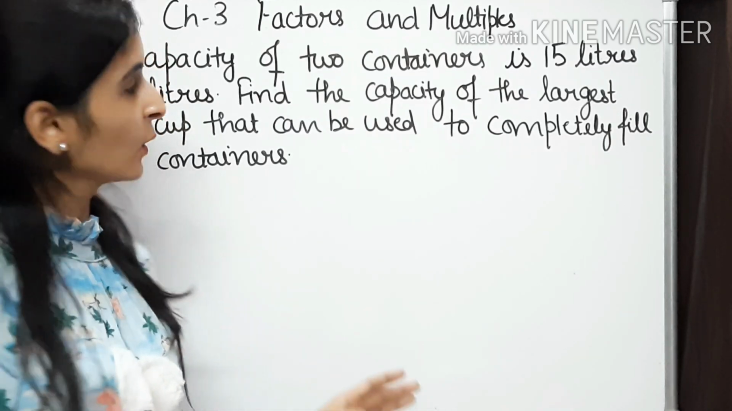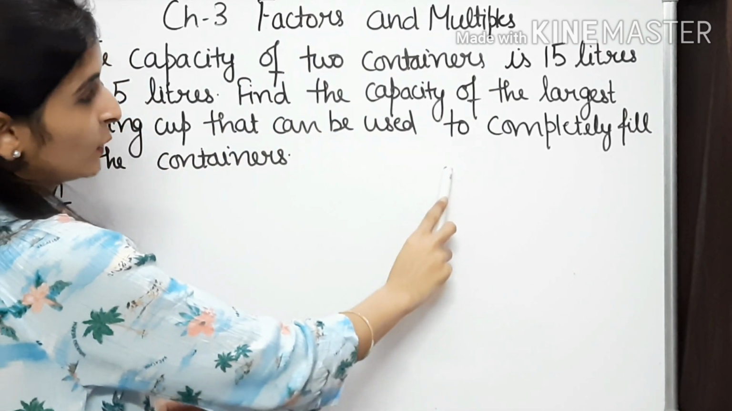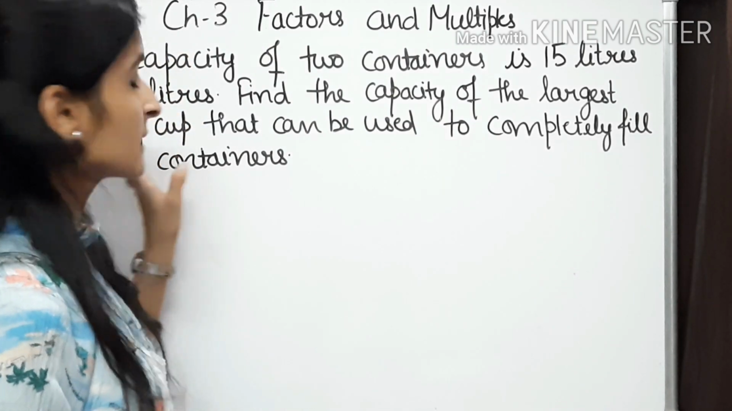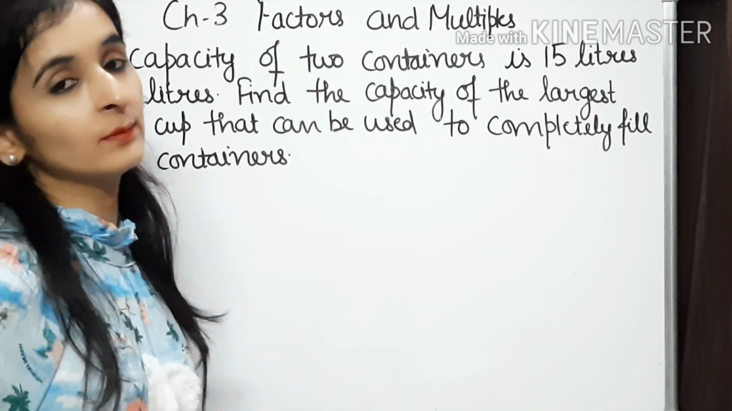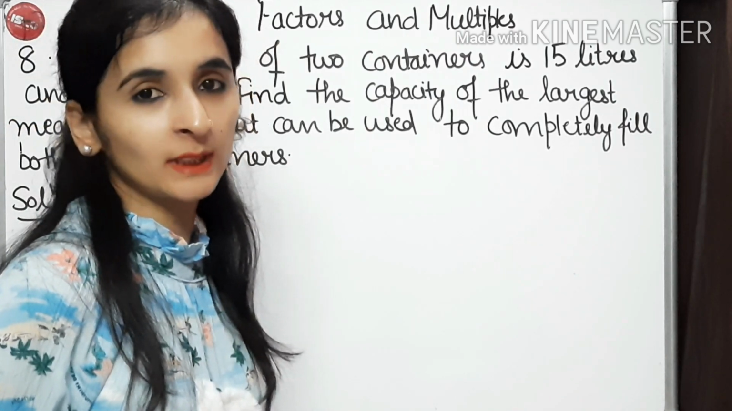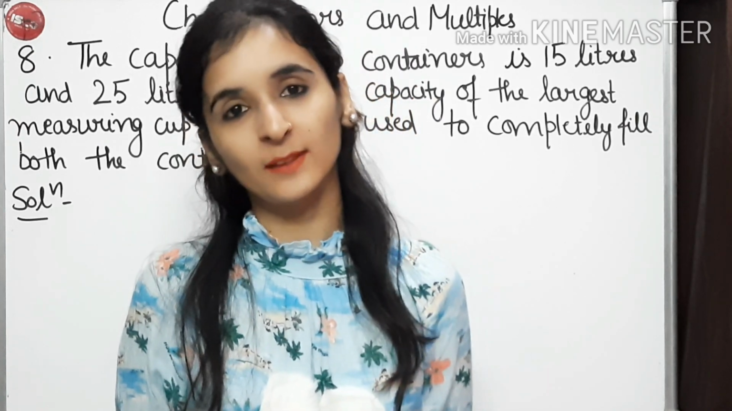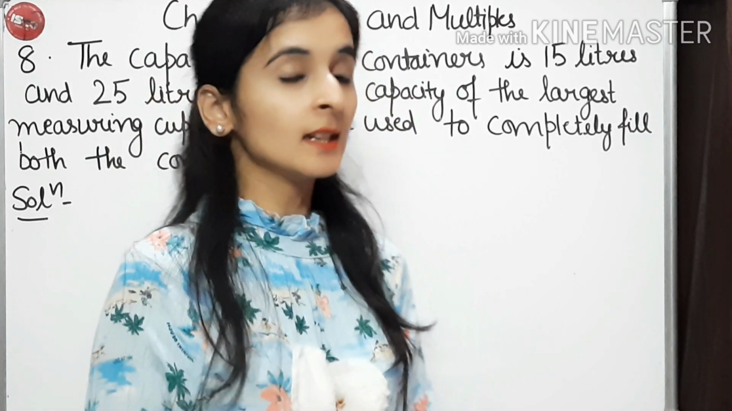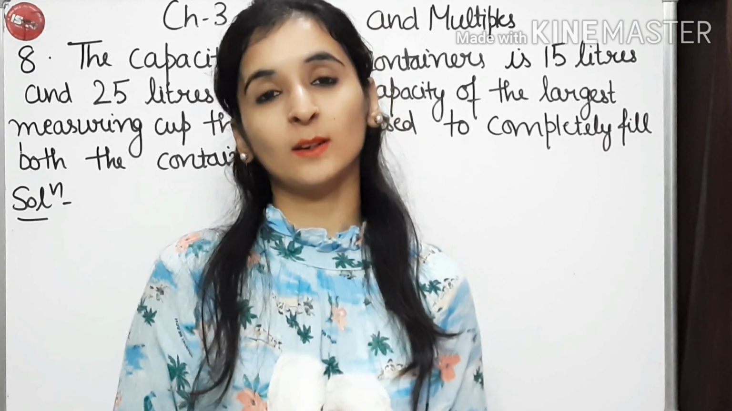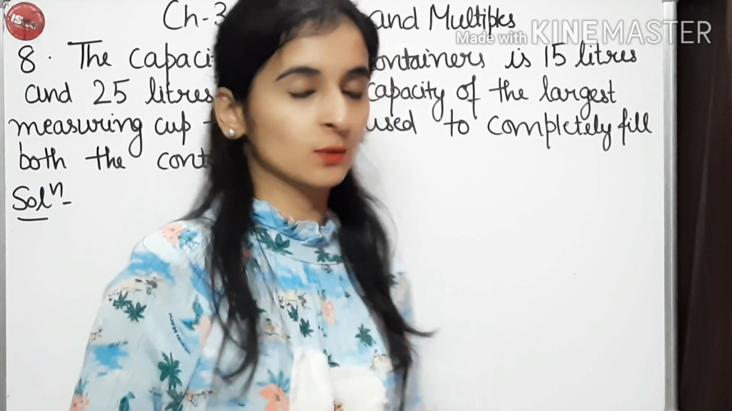Now what do we have to find out? We have to find out the capacity of the largest measuring cup that can be used to completely fill both the containers. The largest measuring cup. So again, what are we going to find? Yes, what are we going to find, Ashvi? Okay, we are going to find the HCF again. So let us start finding. Which method should I follow here? Okay, I am going to follow the division method now. Let us start solving this question.